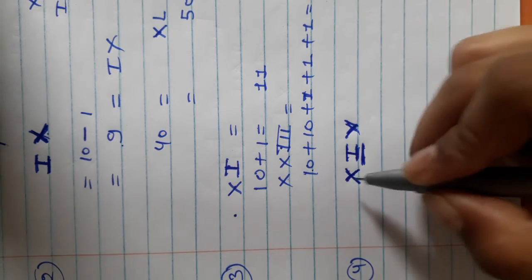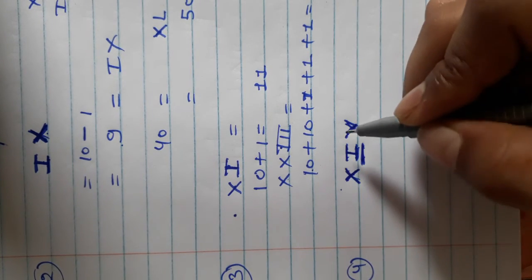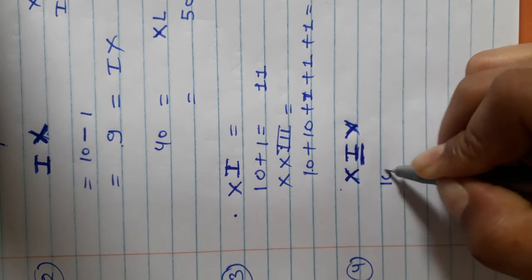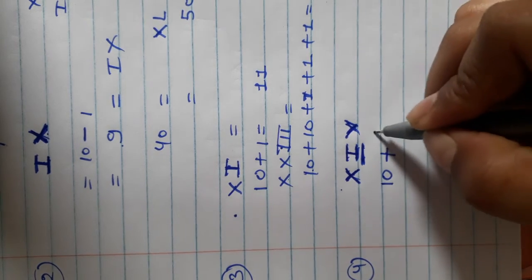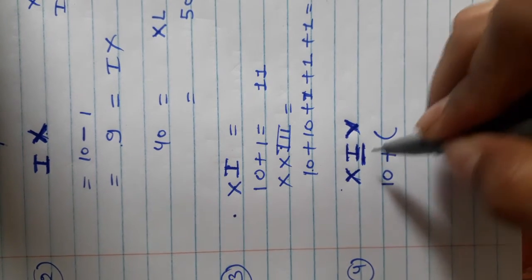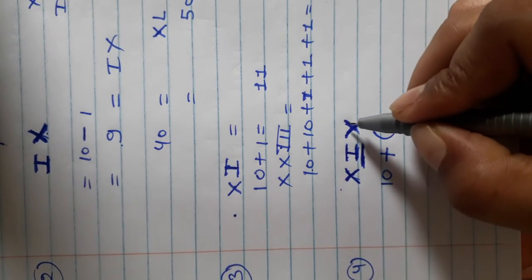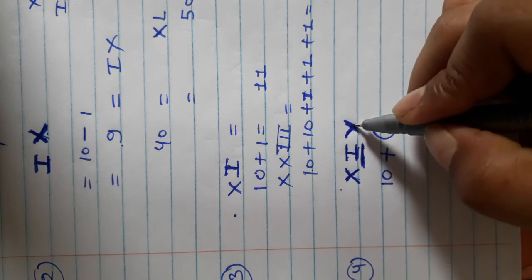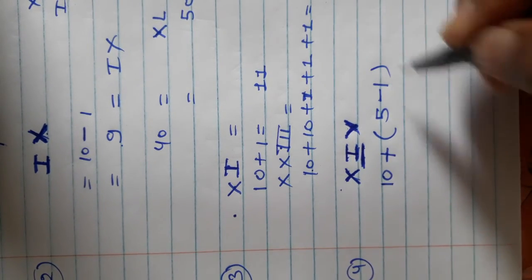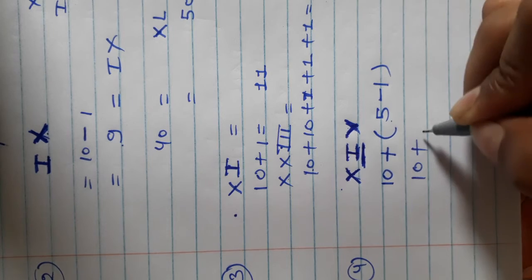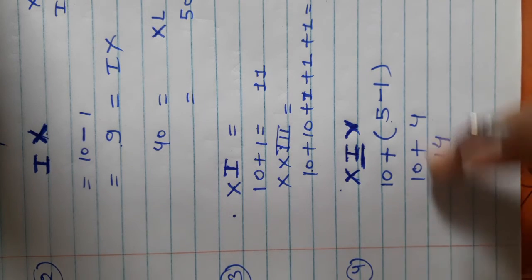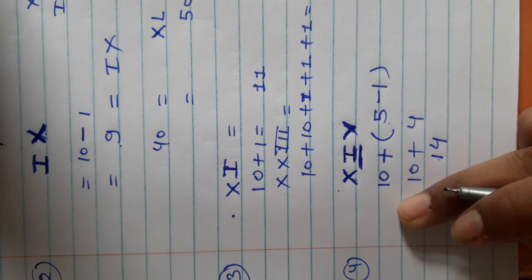Suppose here is XIV and we have to find its Hindu Arabic number. We just write the Hindu Arabic values. The value of X is 10. Now the fourth rule is clear here: we always subtract the smaller value from the right hand side Roman numeral. The right hand side numeral is V, which is 5, and I means 1, so 5 minus 1 is 4. Together 10 plus 4 is 14. By doing this we can find the number. This is rule number 4.